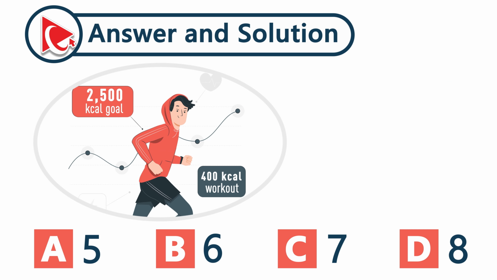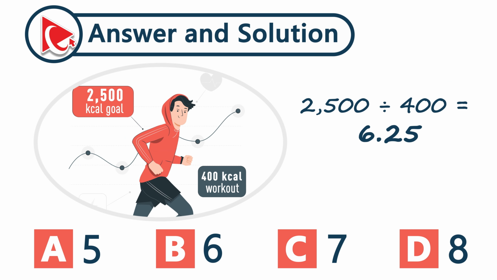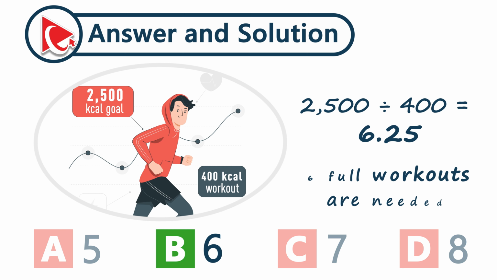To reach the goal of burning 2,500 calories, divide 2,500 by 400, and the result is 6.25. Since partial workouts aren't counted, 6 full workouts are needed. Or maybe you can work a few extra minutes in your last workout for the week to meet the goal, if you are trying to get at least one day off.